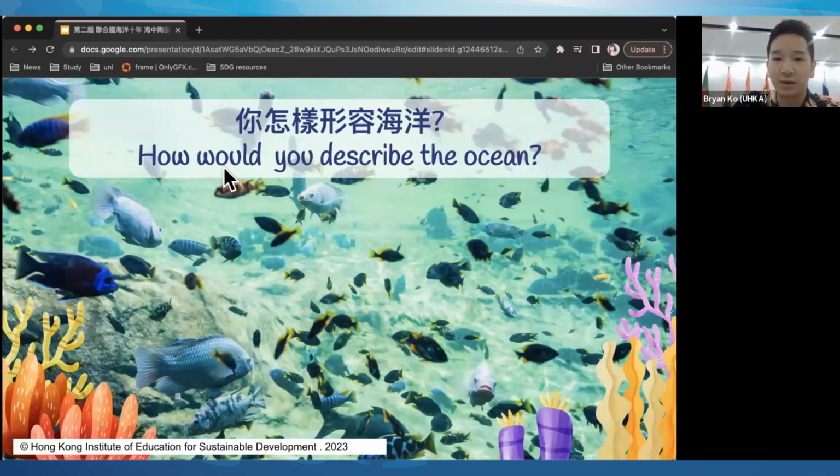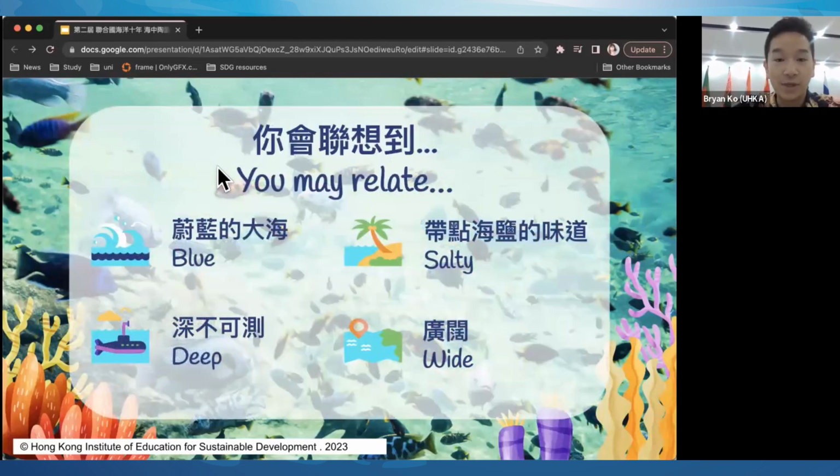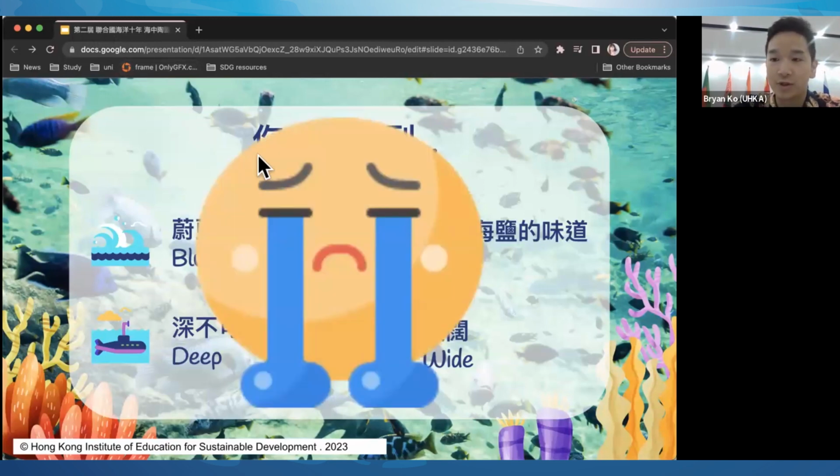Yes, so we do see fish gliding freely through the ocean. There are different types of coral reefs, so it's a really diverse marine life in the ocean. But this is now being endangered. We would think about the ocean as a really wide, blue, deep, and slightly salty kind of place. Not sure if any of you have been to the beach, but that might be what you would relate to. But this is now being endangered as part of the marine environment is being destroyed.